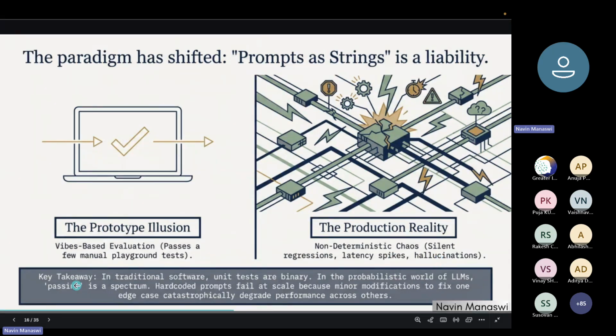So the key takeaway: in traditional software, unit tests are binary. In a probabilistic LLM-powered system, passing is a spectrum. We don't know whether what the LLM is saying is fully true or not. You never know because LLM is only probabilistic.